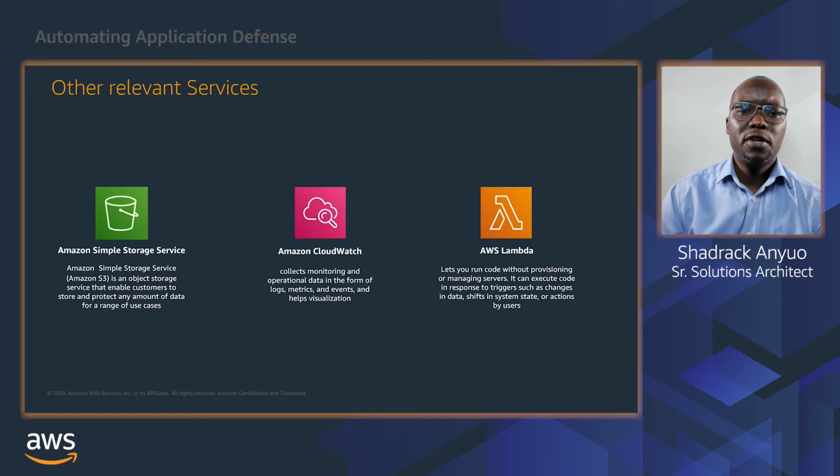We also have AWS Lambda, which lets you run code without provisioning or managing servers and can also execute code in response to triggers such as changes in data, shifts in system states, or actions taken by users.